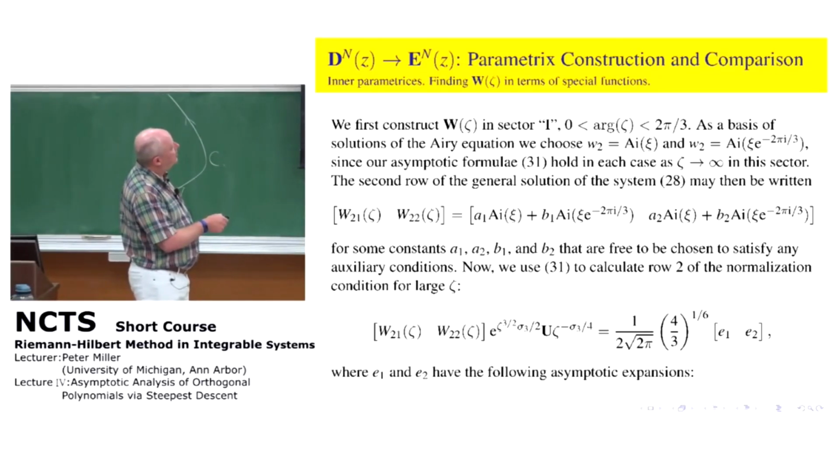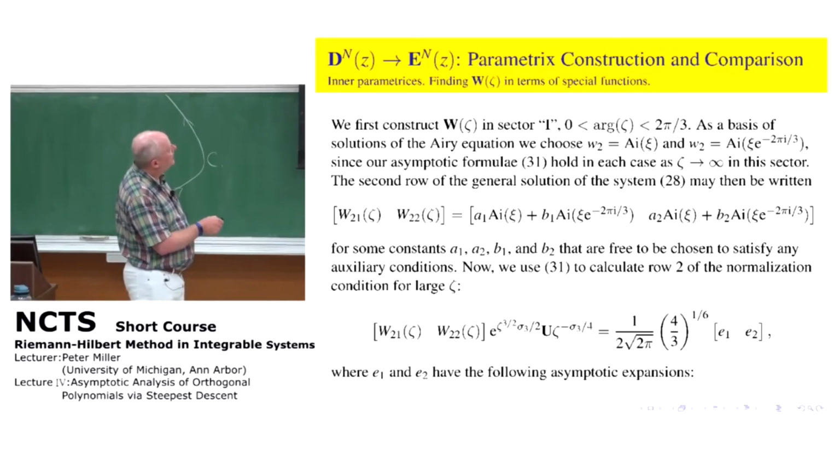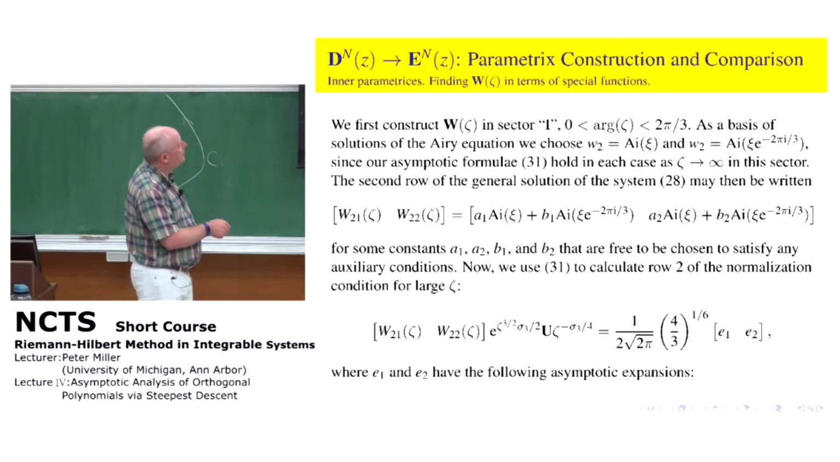And then since our asymptotic formula holds in every case as zeta goes to infinity in the sector, so now, okay, that's what I'm saying. The formula that we just wrote down, those two asymptotic formulas for Ai and Ai prime, they are both valid using these two functions in this domain. That's another way to think about numerically satisfactory fundamental pairs. Okay, anyway, so we're going to take a general linear combination, A1, B1, and A2, B2, like that.